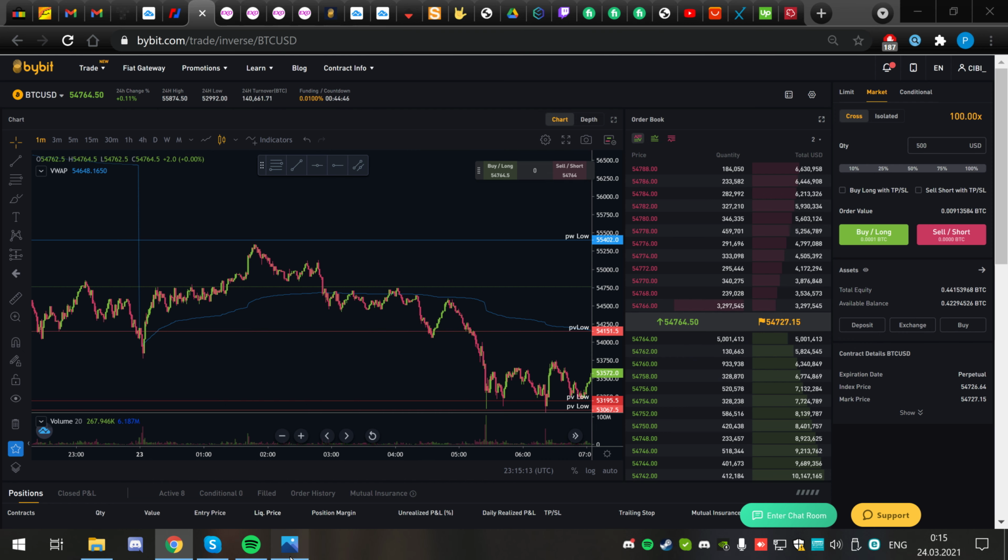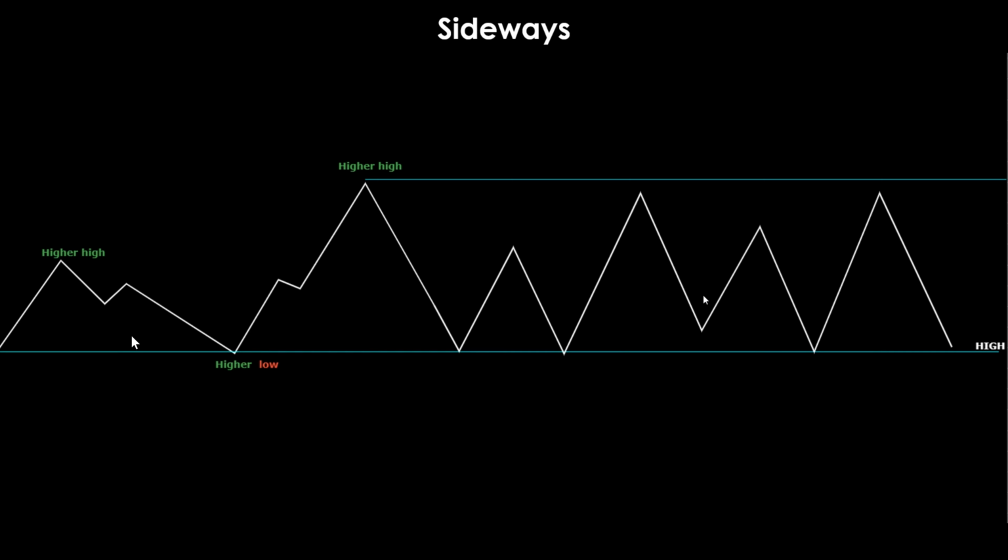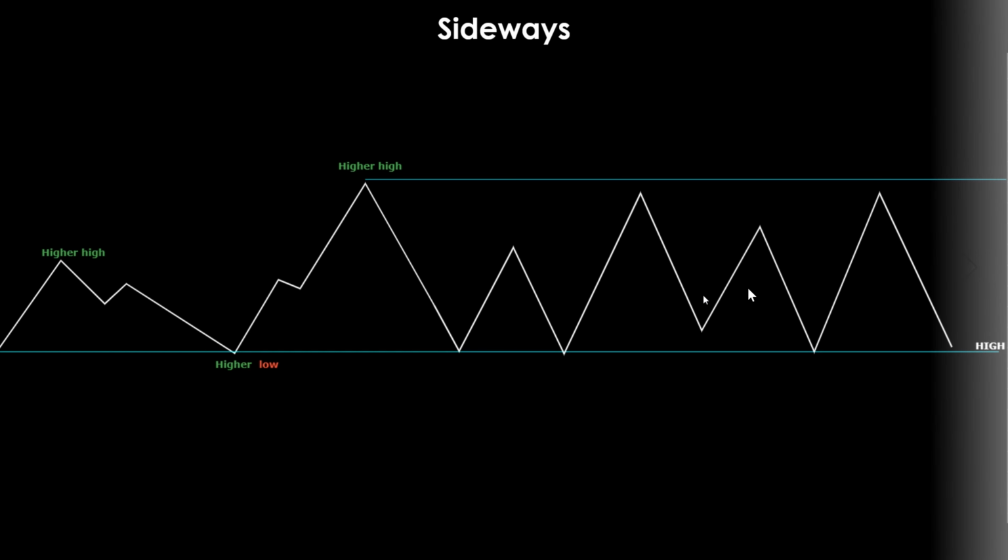Yeah. So this was the downtrend, and now the sideways. This is the sideways. So sideways is characterized by being in a range, and you can be trading profitably until you break the range. You are selling the highs and buying the lows. Again, selling the highs here and buying the lows. Selling the highs, buying the lows.